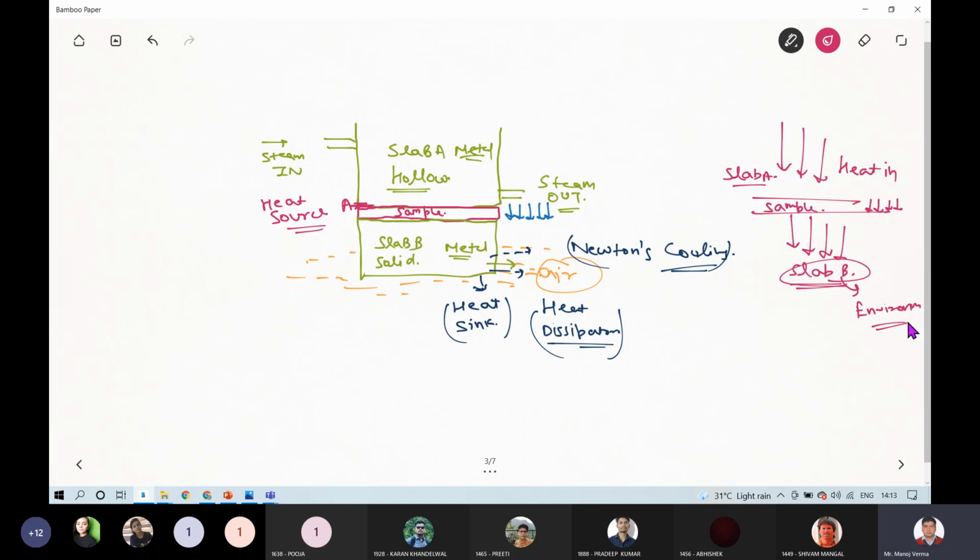So after a particular amount of time, what will happen? The amount of heat Q transferred through this sample will be equal to Q, the heat lost to the surrounding by slab B. It will become the same. This particular condition we will call thermal equilibrium.